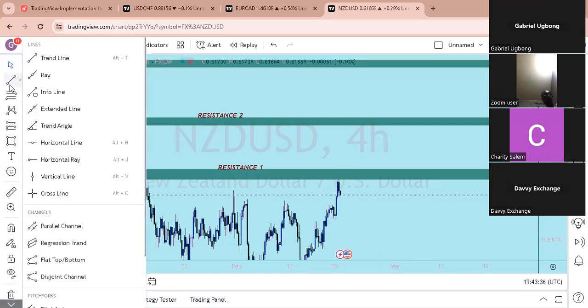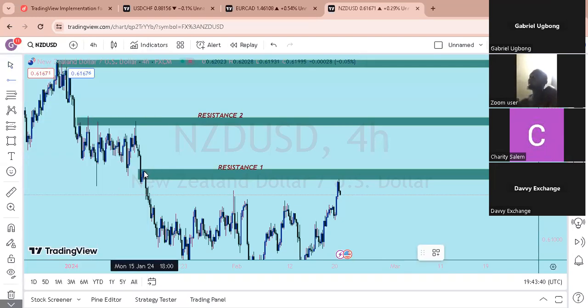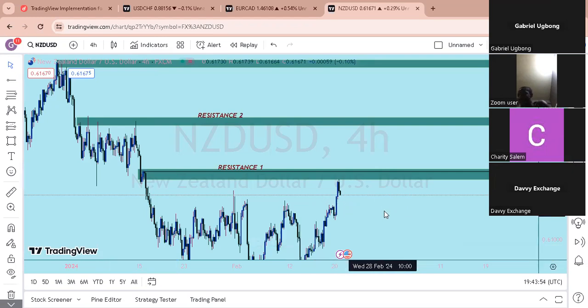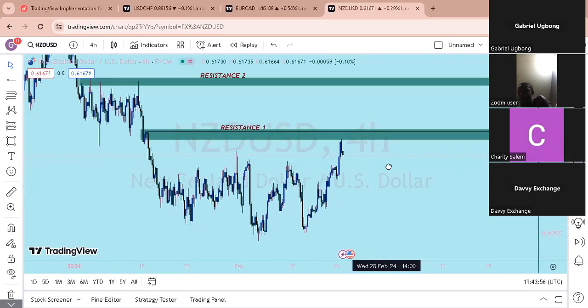I've taught you what you should do. I'll get this horizontal ray to plot it across this place. So I have made this zone much stronger, and that is it. Tonight, you are sending me this thing I'm showing you here. So that is NZD USD. Now let's see if we will find a buy zone.